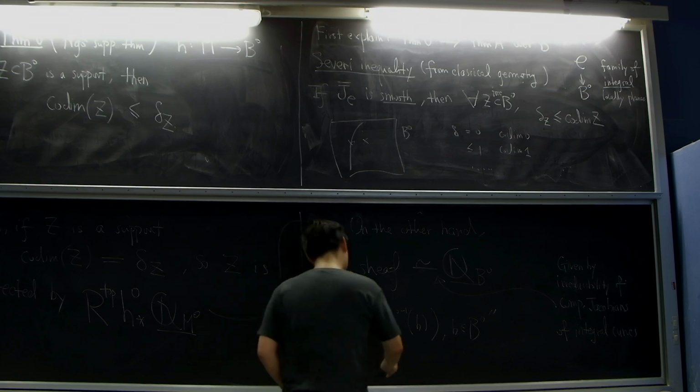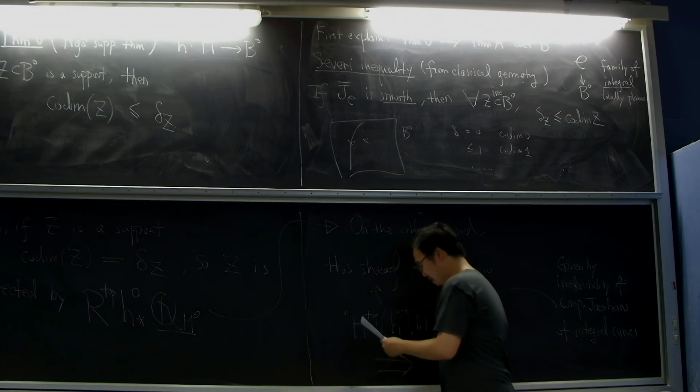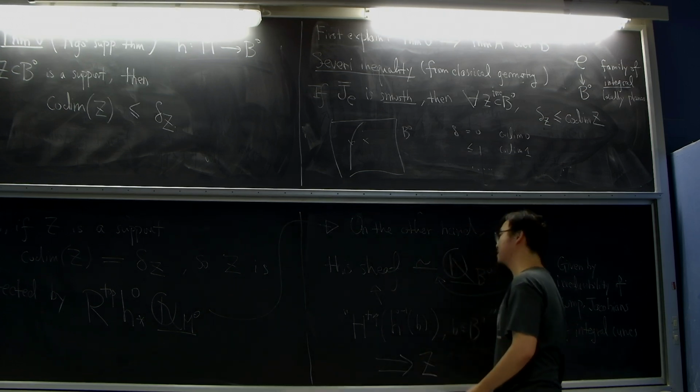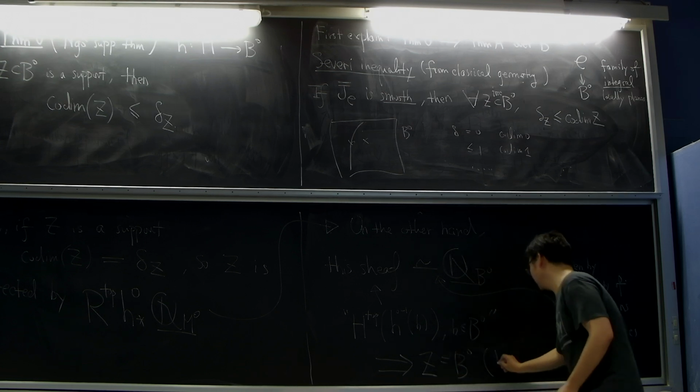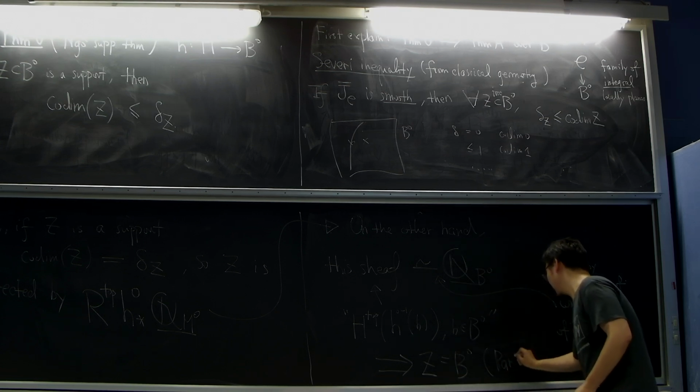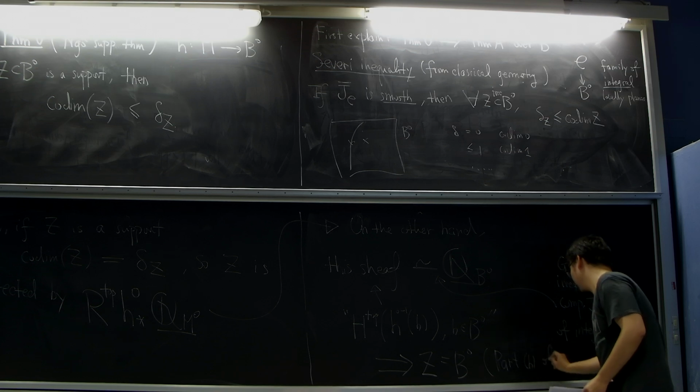So in particular, the only possibility for Z is the entire B, again by part B of Ngo's support theorem.